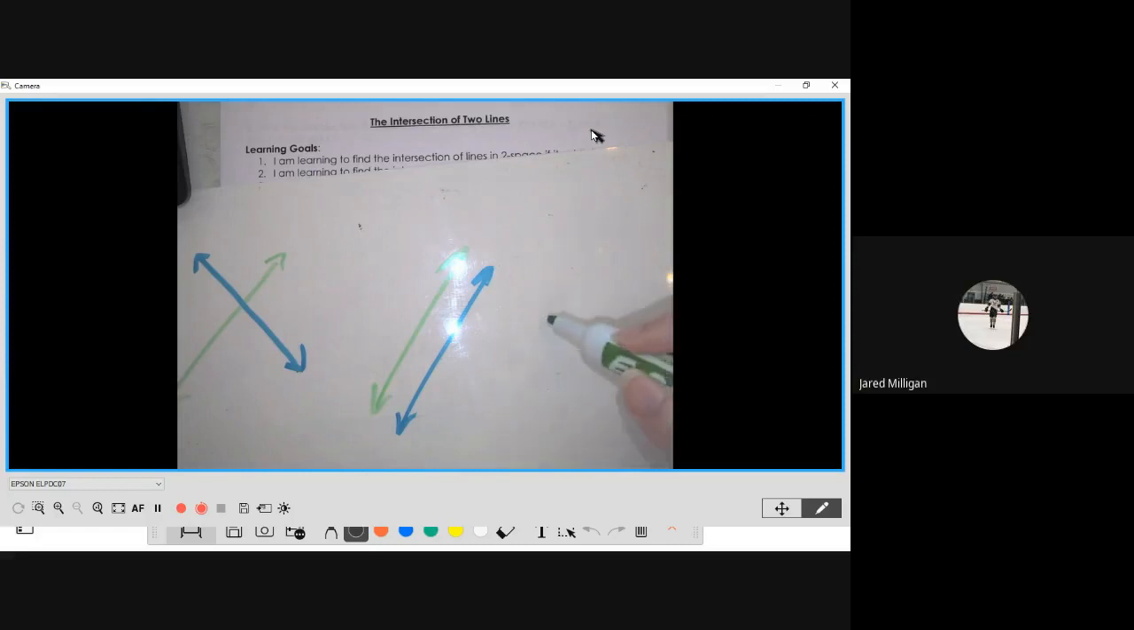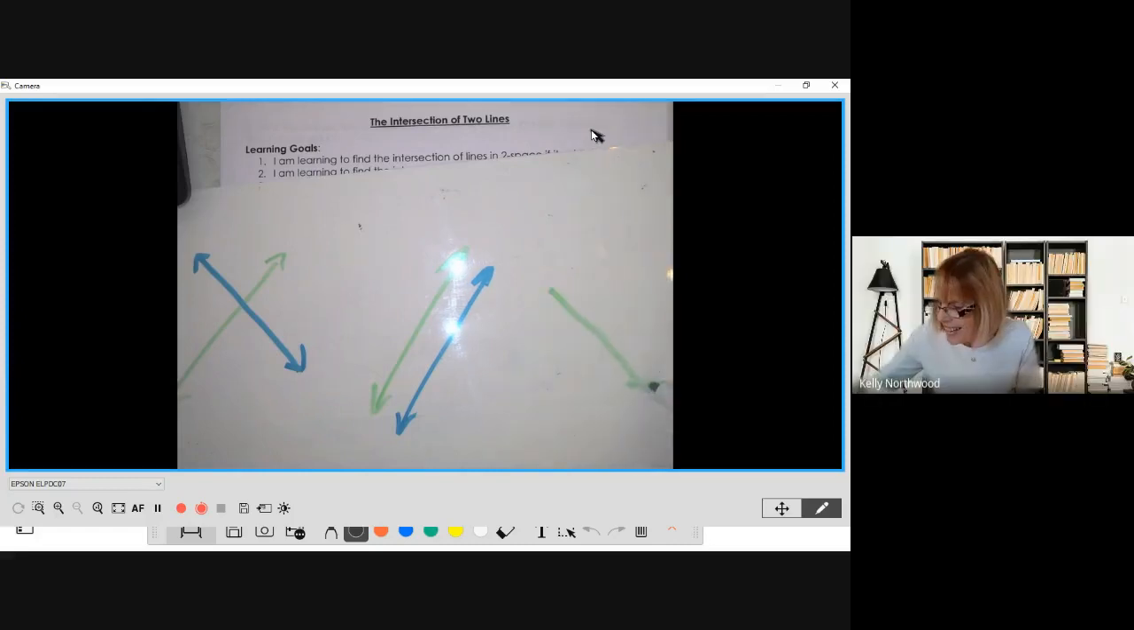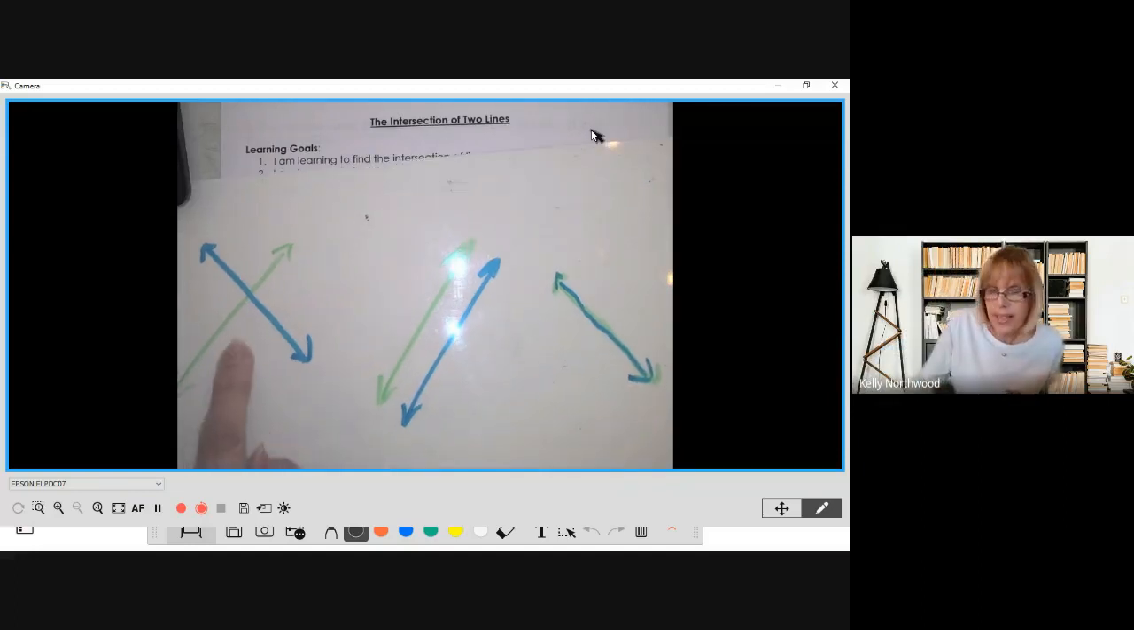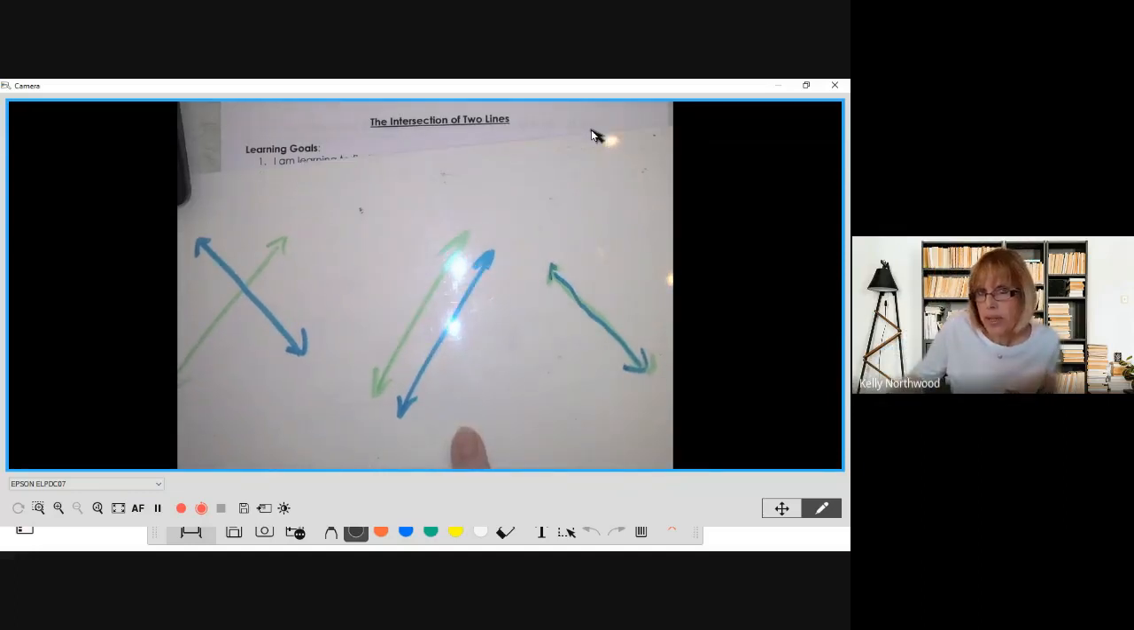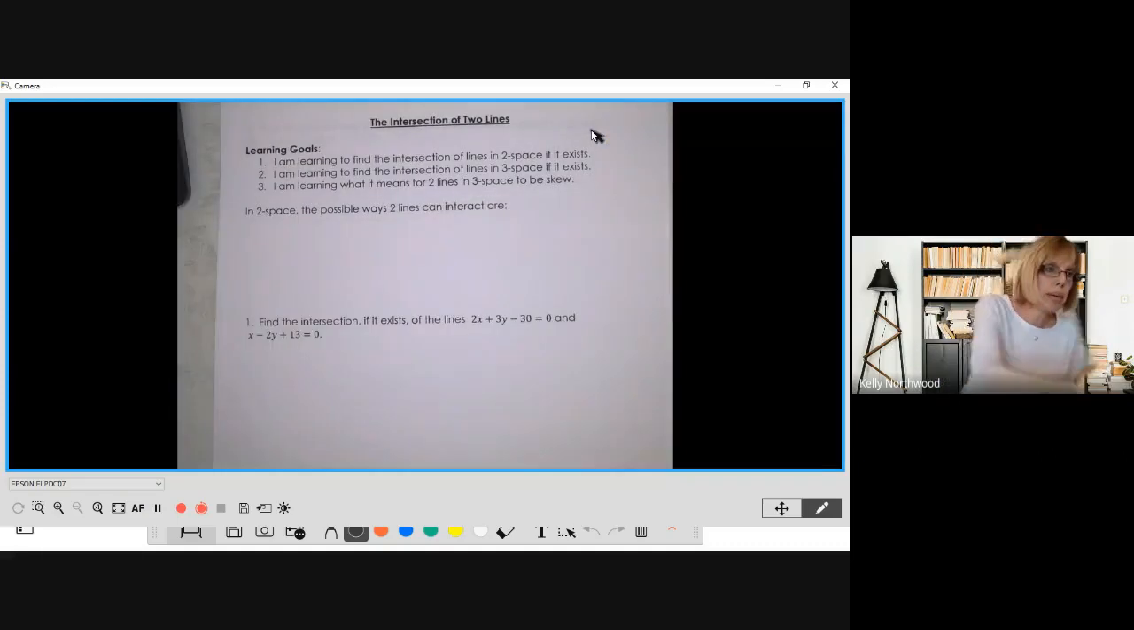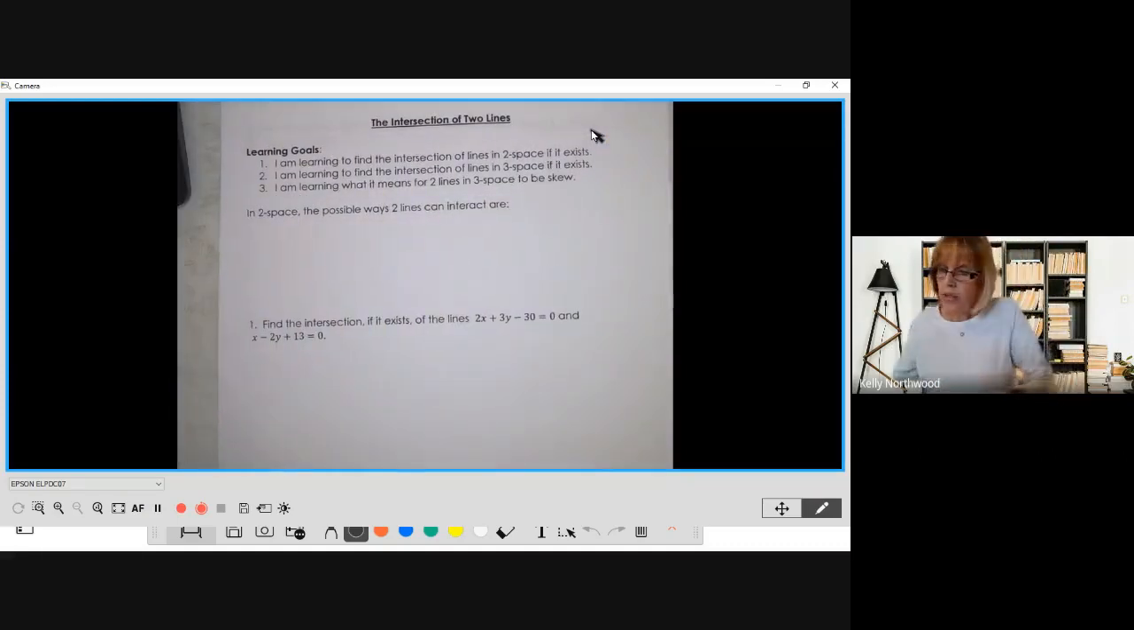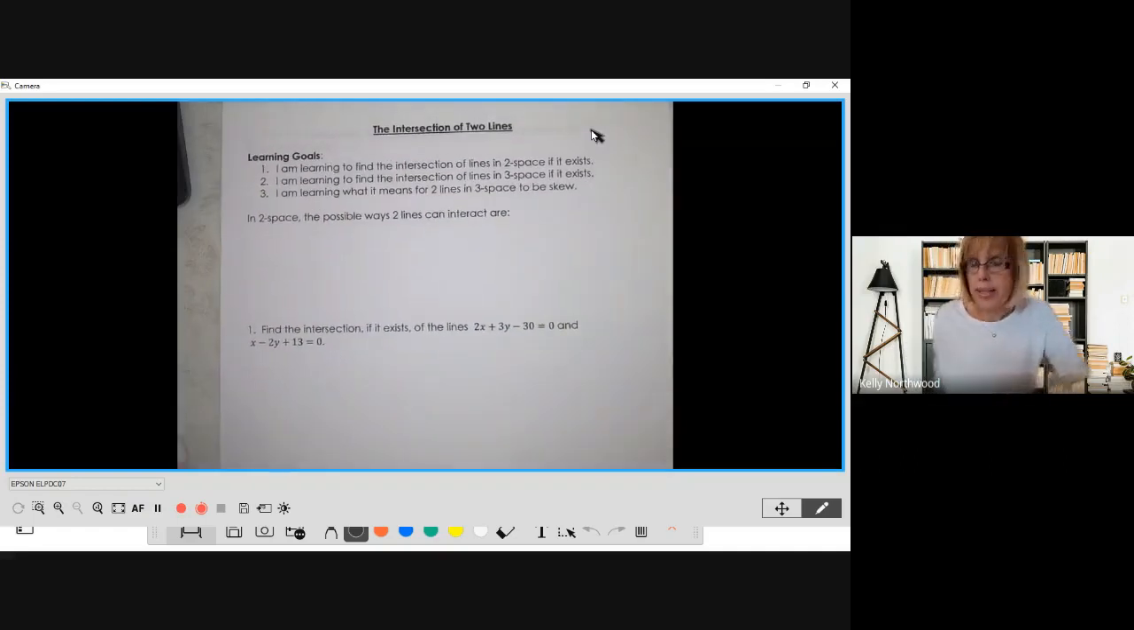Does collinear count? They'll be on top of each other? Yes, exactly. So they could be exactly the same line on top of each other, which means they have a line of intersection, or every point is the same. Okay, so one point of intersection, parallel, so no intersection, or a line of intersection, or all of the points are intersection. That's what we're going to copy into that first part there. So in two space, what are the possible ways two lines can interact?